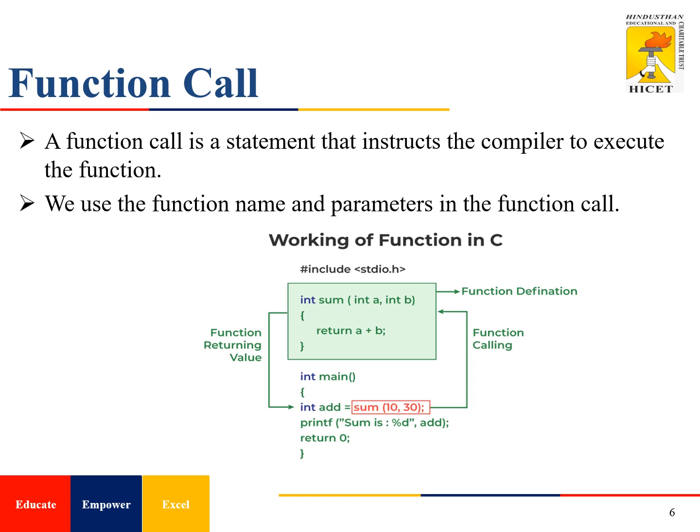So finally I'm going to print. The parameters are assigned with the arguments 10 and 30. So the output of this program is 10 plus 30, a plus b, right? 10 plus 30 is 40. So finally I'll get the output as sum is 40.